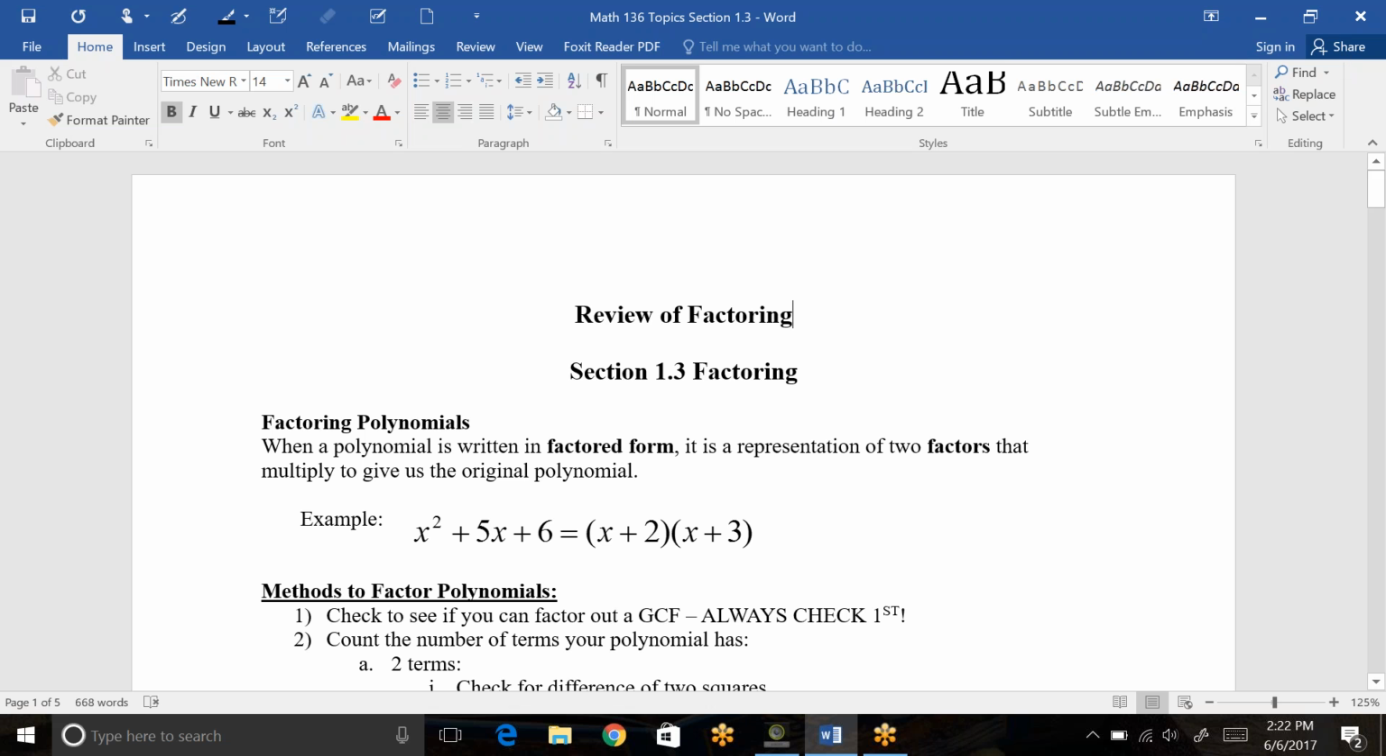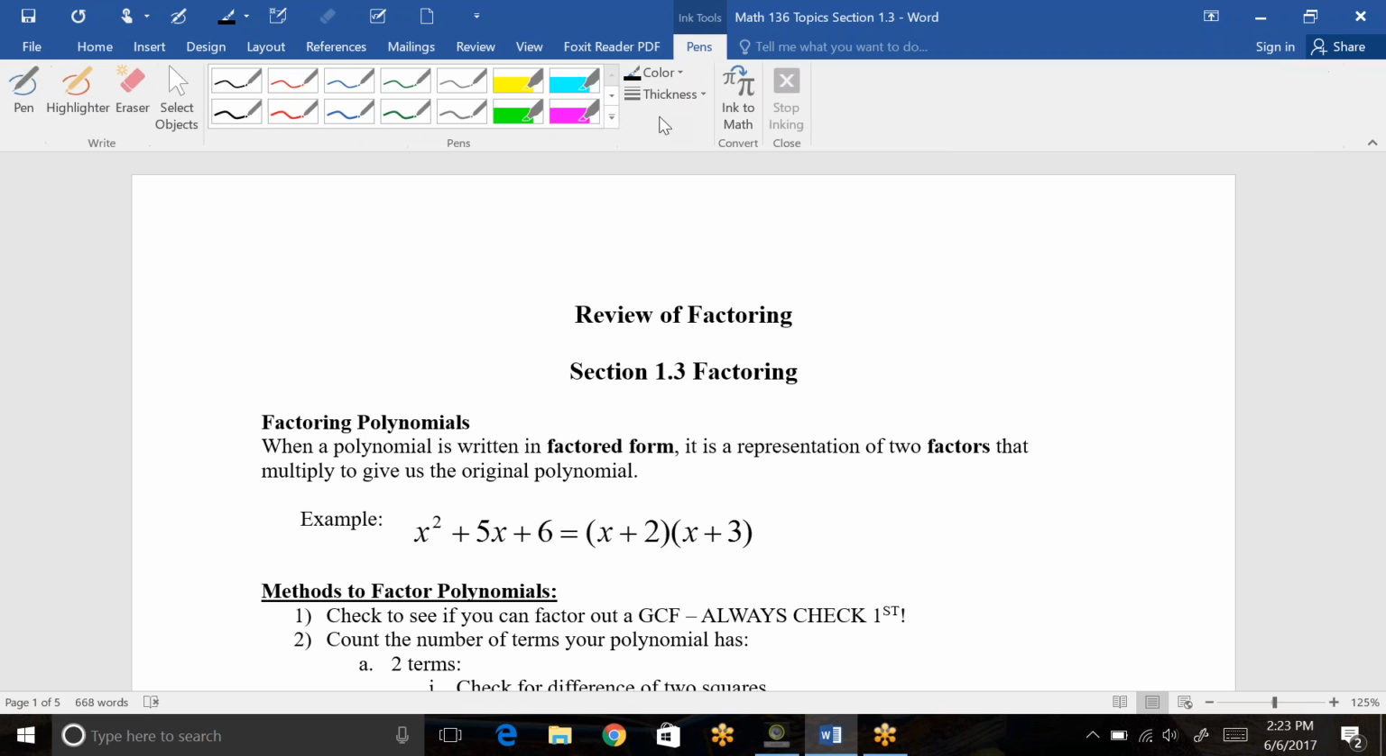So let's just briefly review what it means to have something in factored form. A polynomial is written in factored form when it represents two or more factors that, when you multiply them out, give us the original polynomial. To be completely factored, each factor cannot break down any further and also cannot have any common factors within the parentheses. So we have to make sure that we're factoring completely, so that if we multiplied them back out, they would go back to the original polynomial.